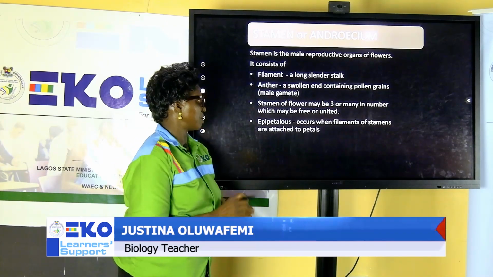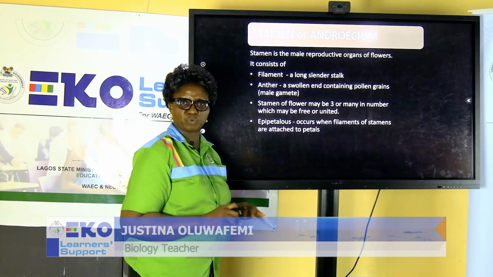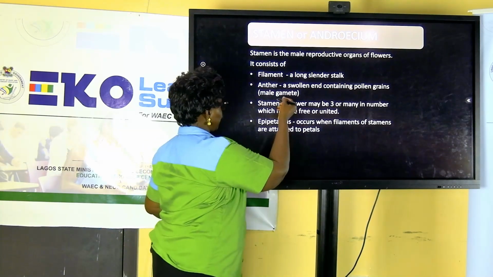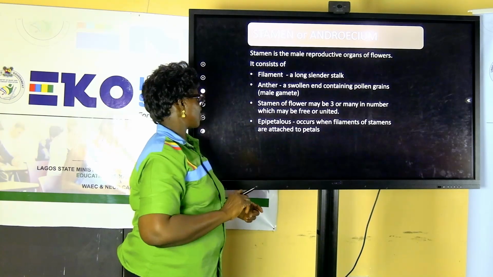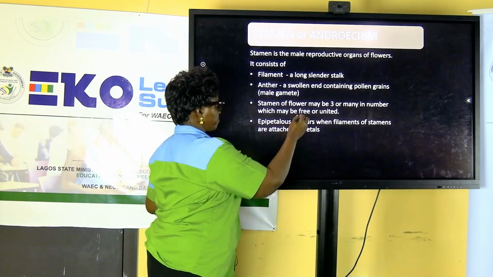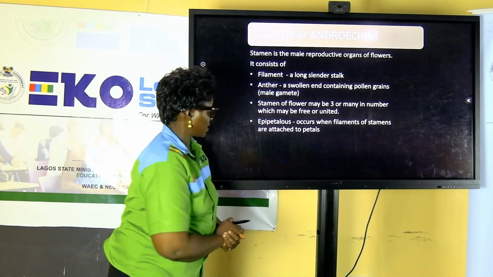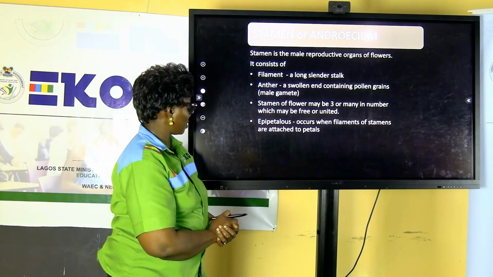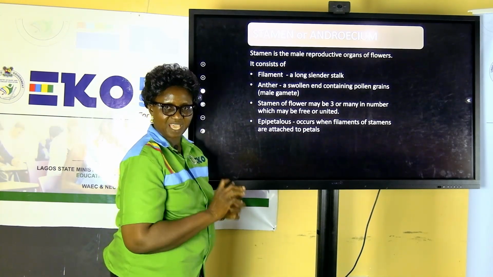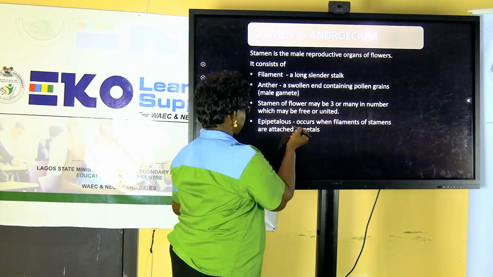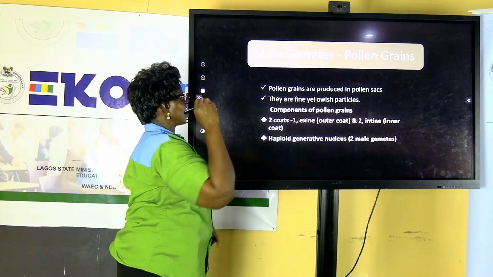And we did mention that stamens of a flower may occur as few as 3. In some cases, there may be many. Like when you look at flamboyant, the pride of Barbados, the stamens are usually 10, but always ending with what is called the anther. And they may be free, or sometimes they may be united. We have epipetalous. And what does that word mean? Epipetalous occurs when filaments of stamens are attached to petals. Epipetalous. The two words, epi and petalous, combined. This is the male part of the flower.